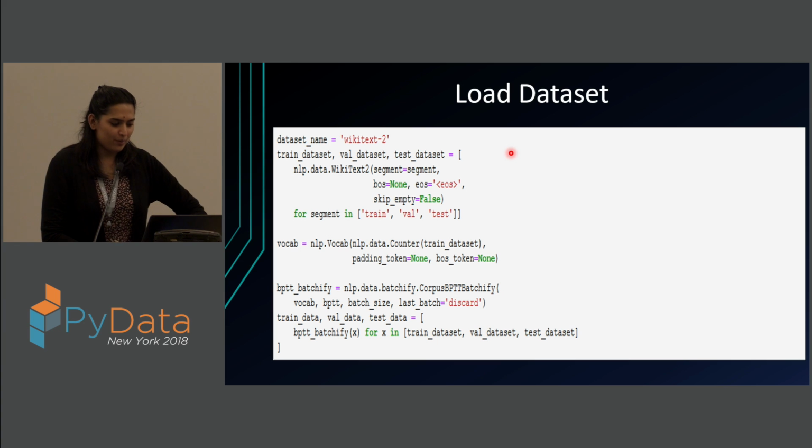So this is how we can load a data set, extract a vocabulary, numericalize, and batchify for the truncated backpropagation through time method. This is the Wikitext2 data set that's being loaded here, and the partitioning into train, validation, and test sets.